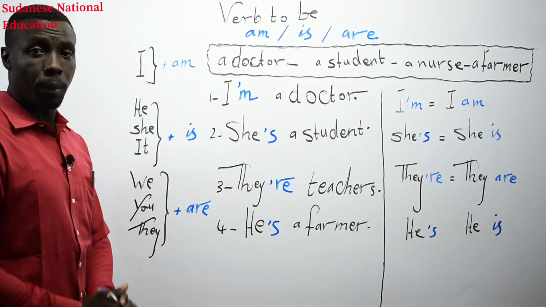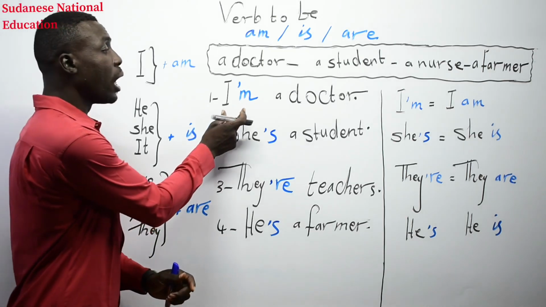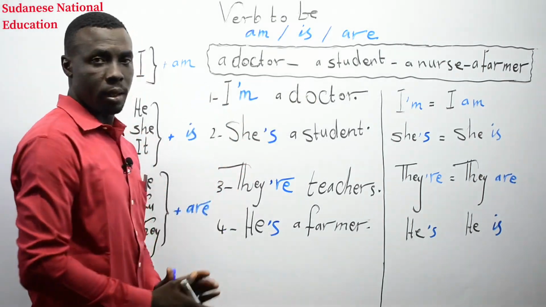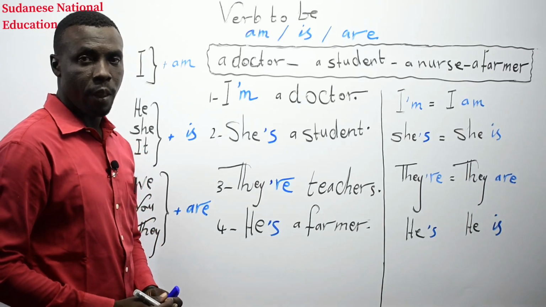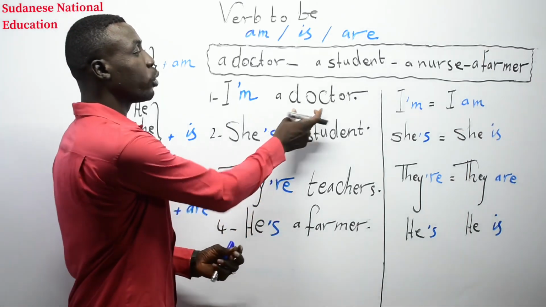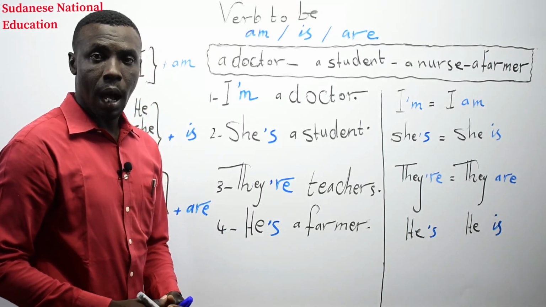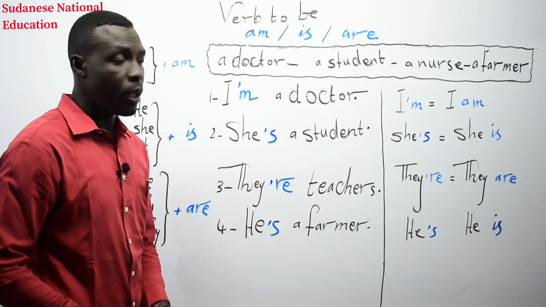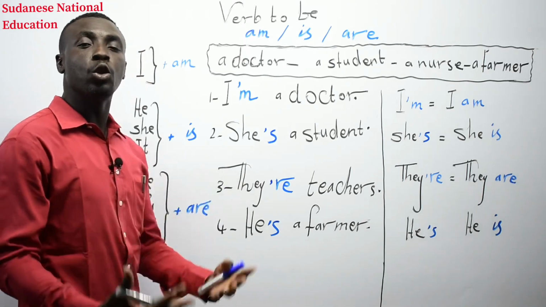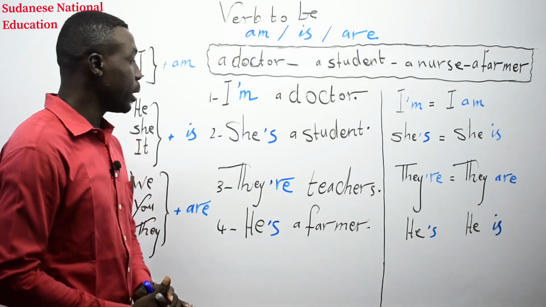So, for example, number 1, I'm a doctor. Last time I told you what doctor means. A person who has got a medical degree is called a doctor. So, I'm a doctor.